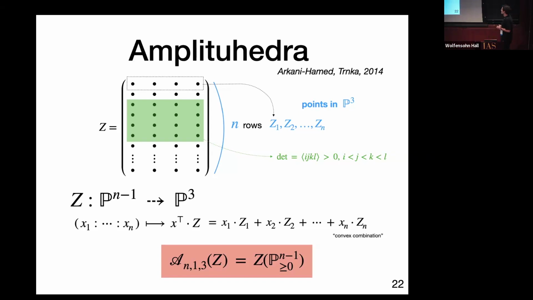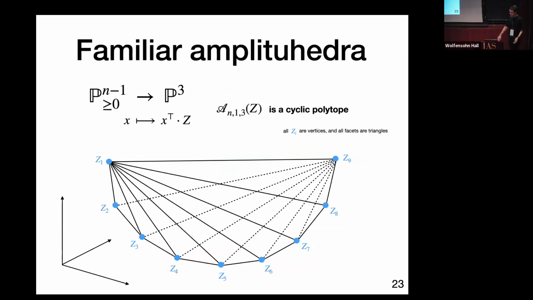Right, so I was saying this particular amplituhedron is the image of Pn-1 non-negative under this map. And this is just a convex combination of n points in P3, so it's going to look like a polytope. Because of positivity of the matrix Z, that polytope is going to be cyclic. So that means the combinatorial type of this polytope is fixed. And I've drawn it here for n equals 9. It looks a bit like a hammock. So this is a three-dimensional polytope, and there's a cycle of edges, Z1, Z2, Z3, Z4, up all the way to 9 and back to 1. There's a cycle of edges that's going to play an important role later.